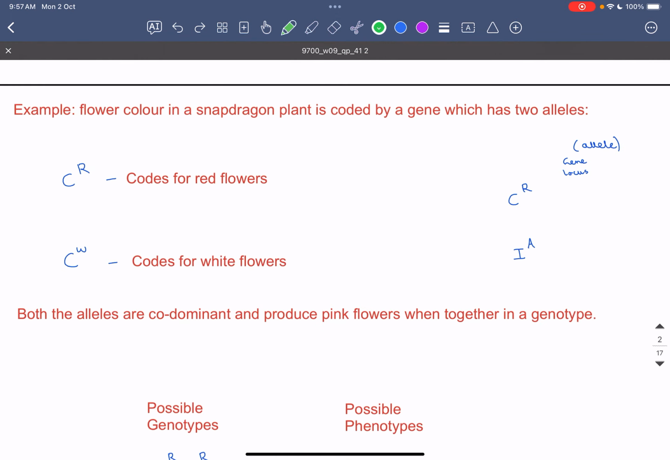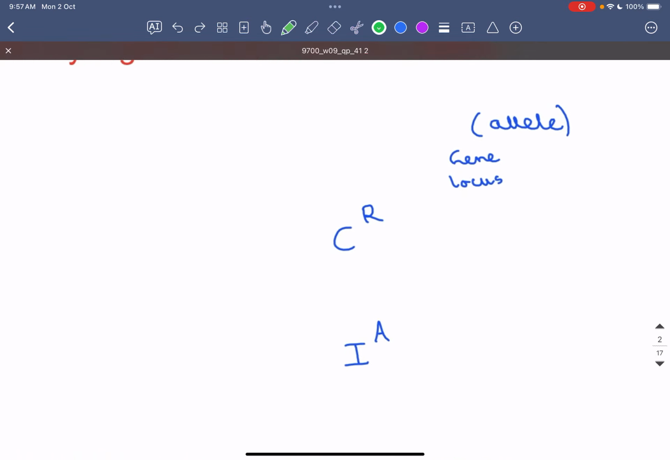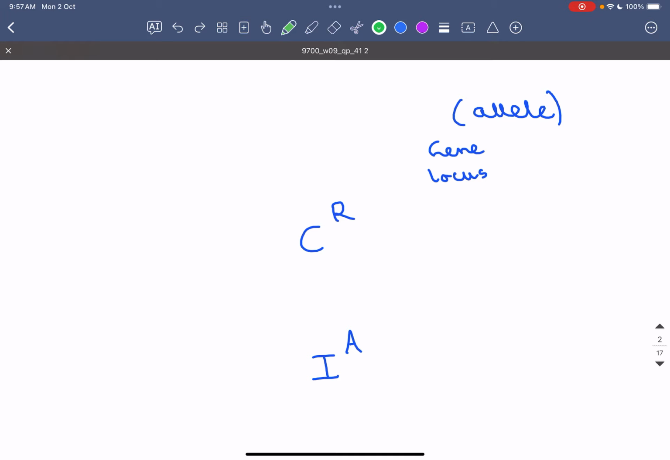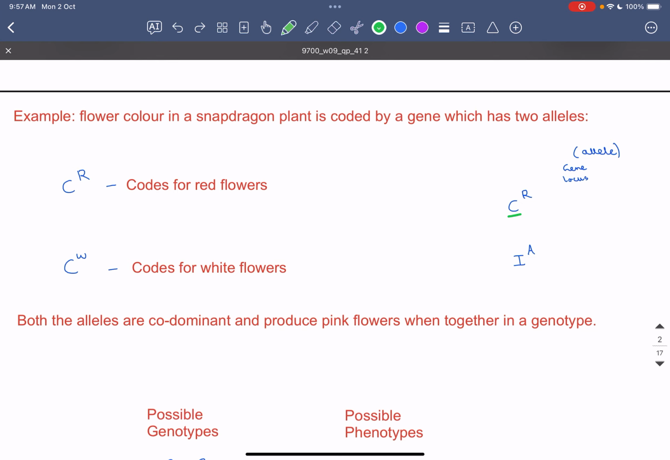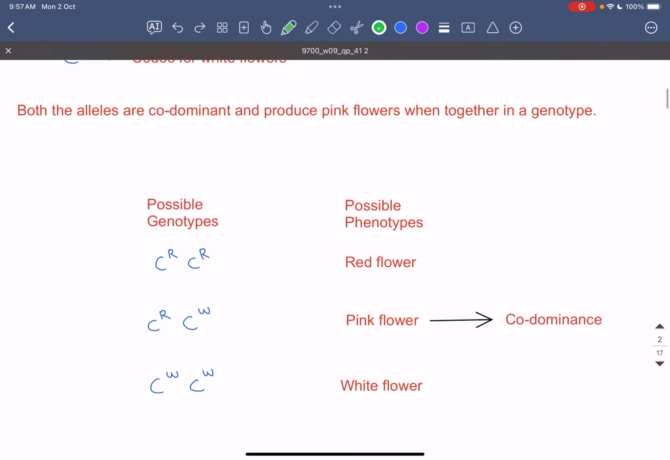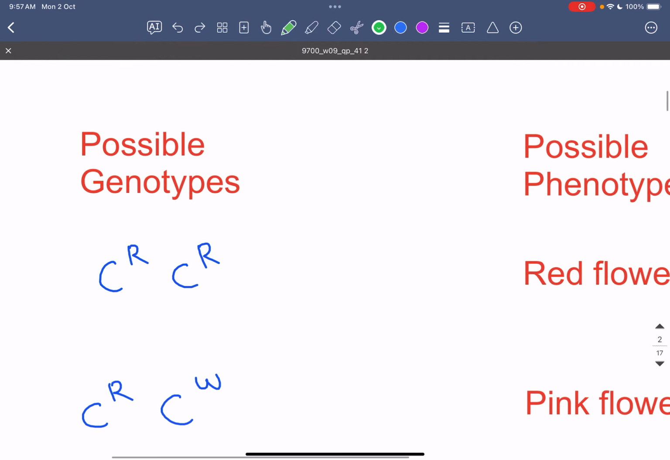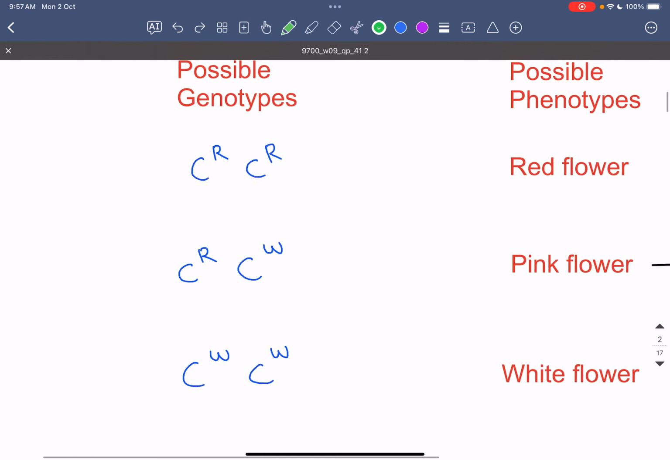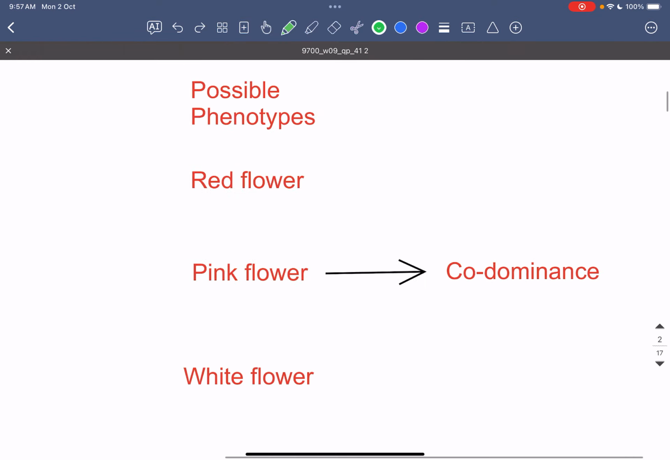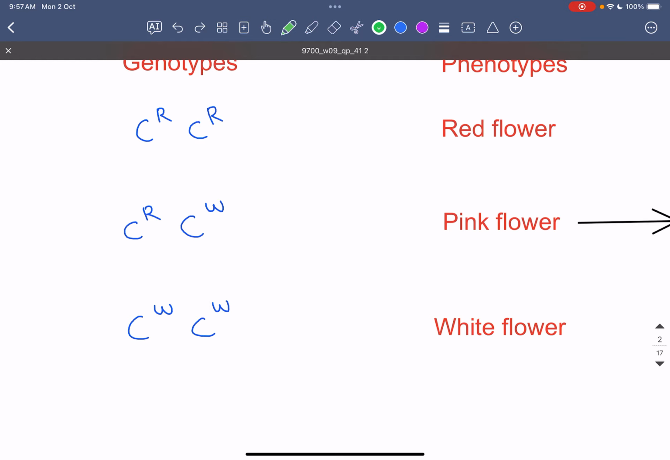And how can you judge or tell if codominance is given to you? Basically by the gene locus and allele. So the gene locus will be here and the allele will be the superscript to it, like IA, if you've learned from last year. So we can write the possible genotypes and their respective possible phenotypes. CR CR gives us red flower, CR CW gives us pink flower, which is codominance, and CW CW gives us white flower.